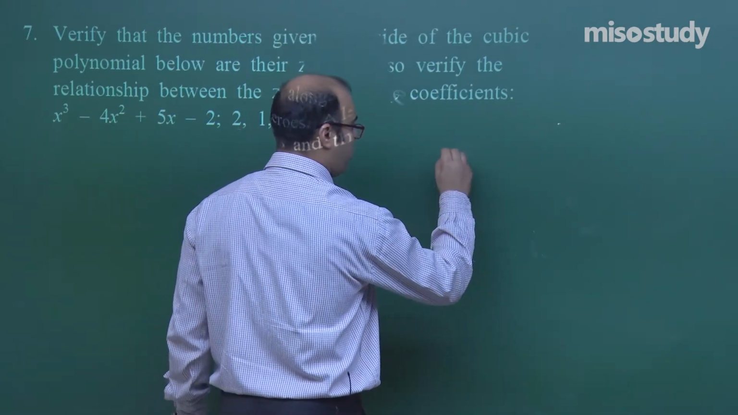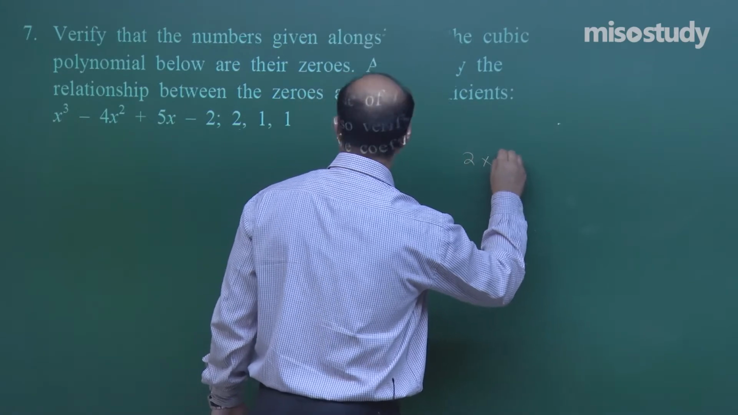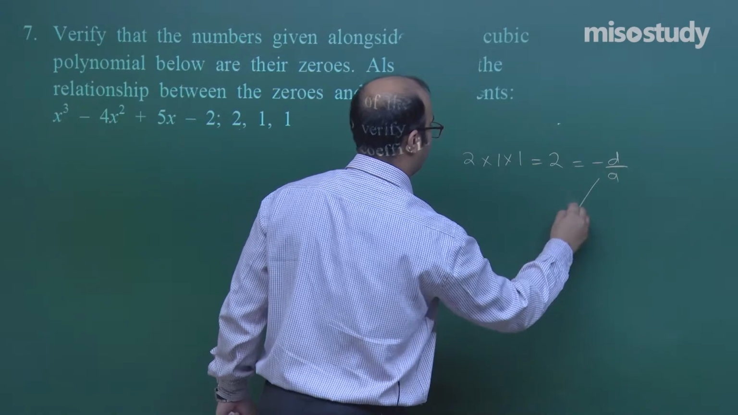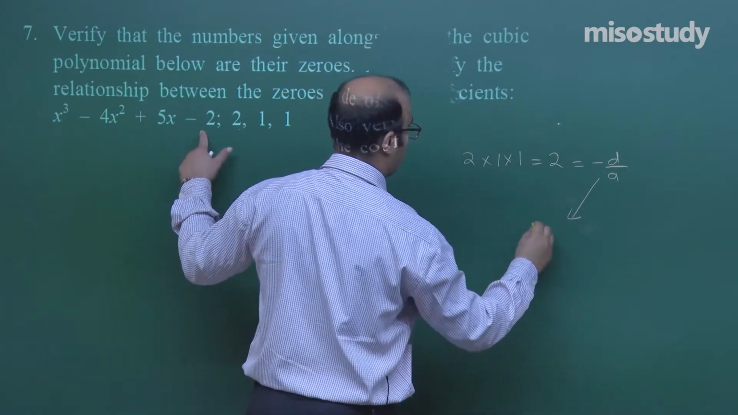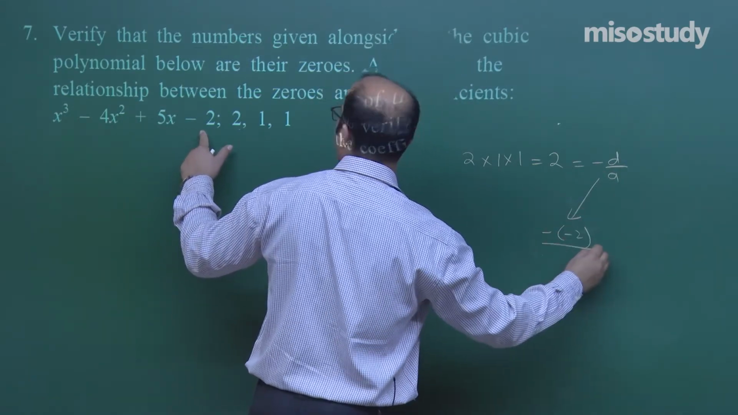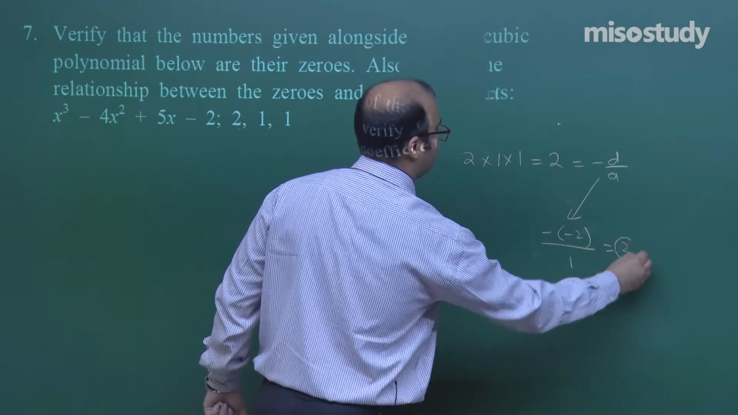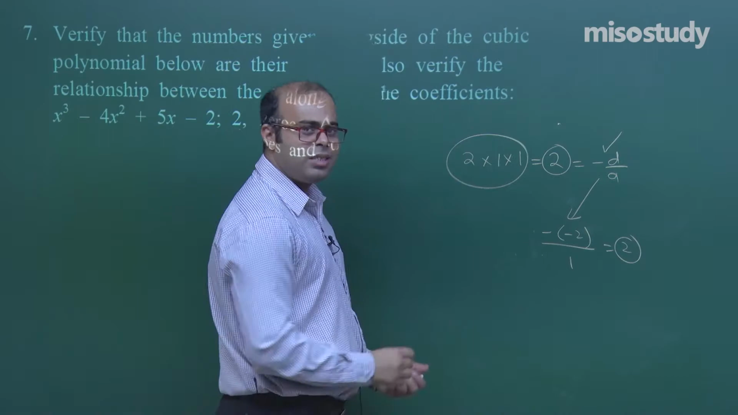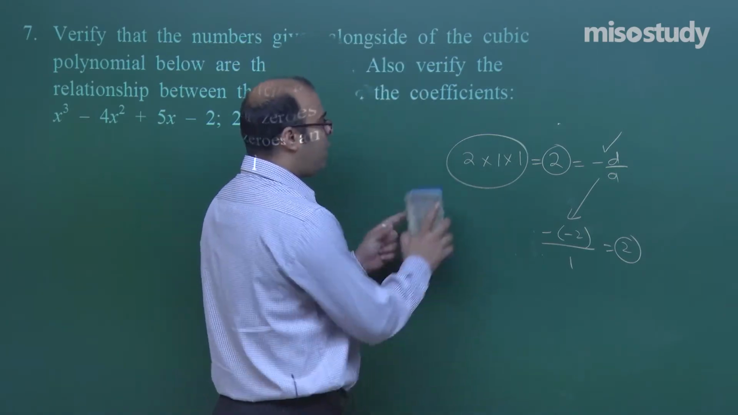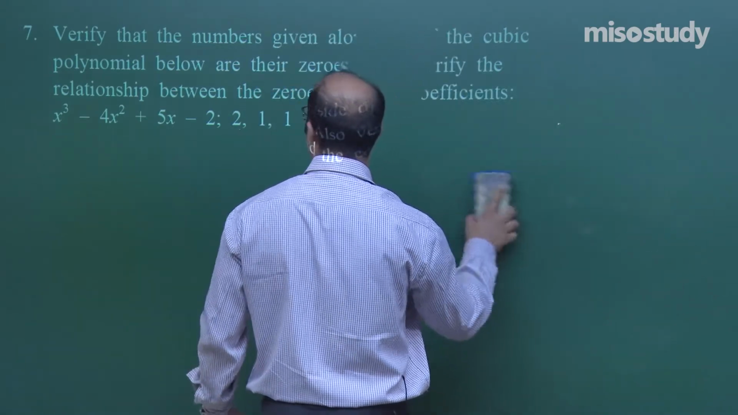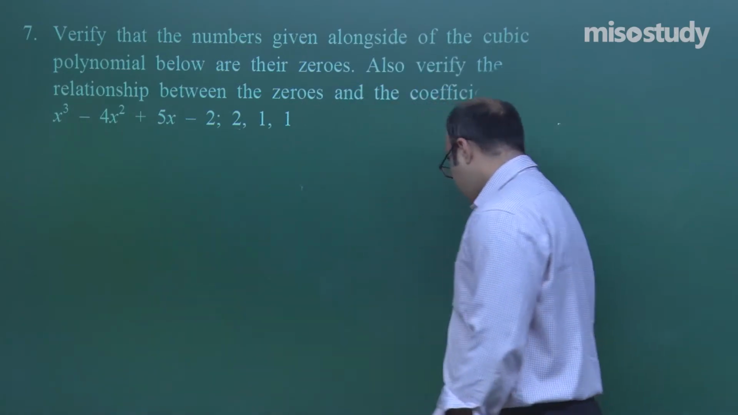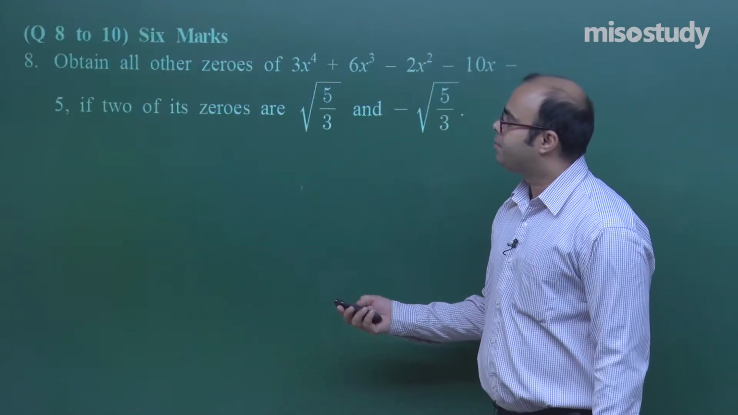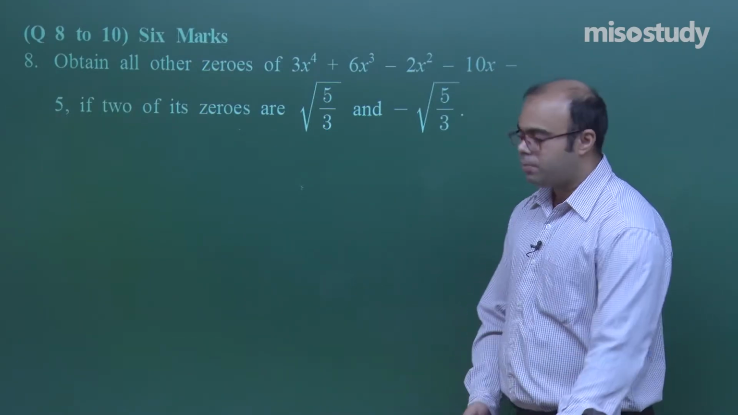Now if we take the product of all the roots, 2 into 1 into 1, we get 2. That should be minus d by a. So if we observe minus d, it is minus of minus 2 and a is 1. So it is 2. So both the values are the same. So minus d by a equal to the product of the roots is correct. So we have verified the formula which we know about the cubic equation, the relationship between the coefficients and the zeros.